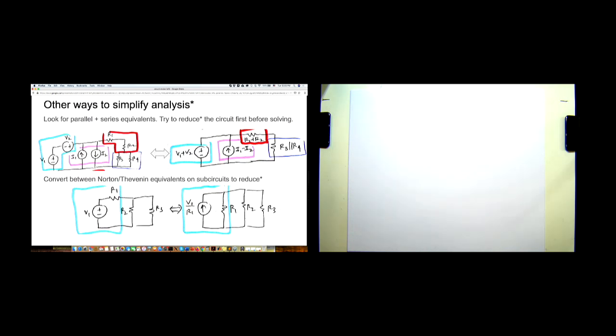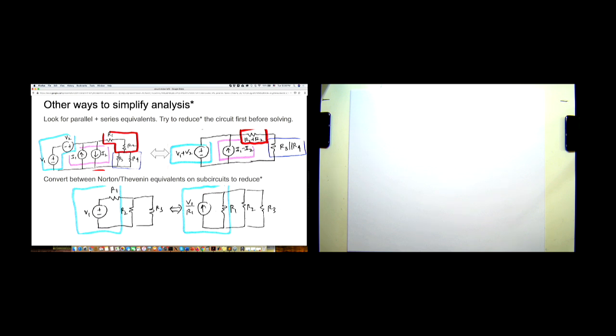Now, some other ways of simplifying circuit analysis is looking for parallel series equivalents. So here, whatever is marked in blue, we lump them together. Both voltage sources connected in series are just the sum of the two voltage sources. Two current sources in parallel, you can say that if the currents are looking opposite directions, you can lump them in one and subtract the currents. Make sure that you pick the proper direction. So I1 goes upwards, I2 goes downwards. If I pick my lumped current source to go upwards, it should be I1 minus I2, right?